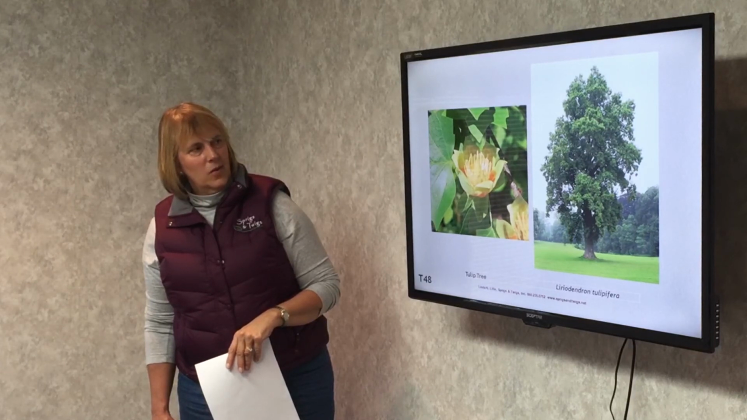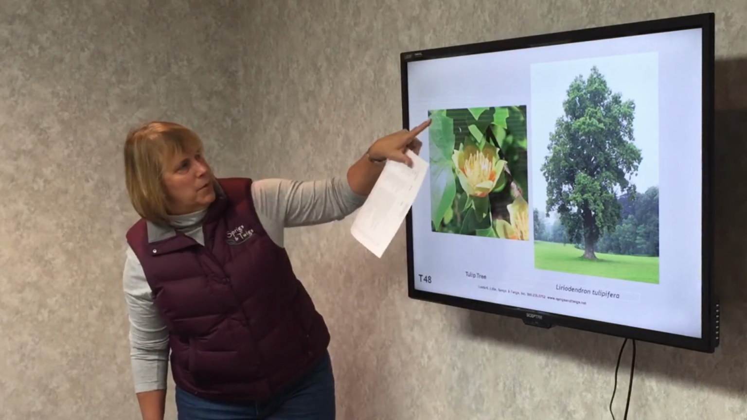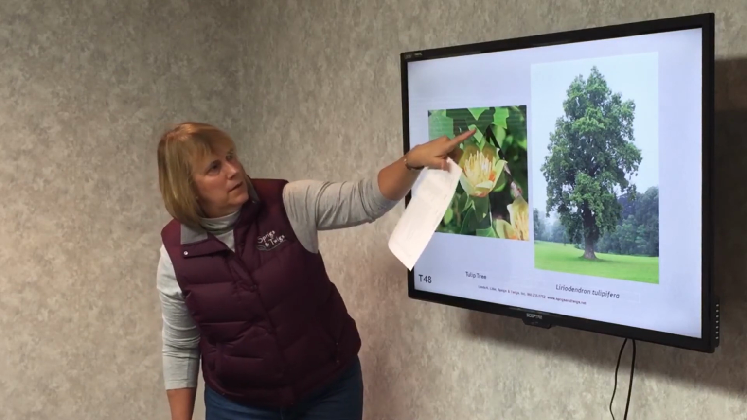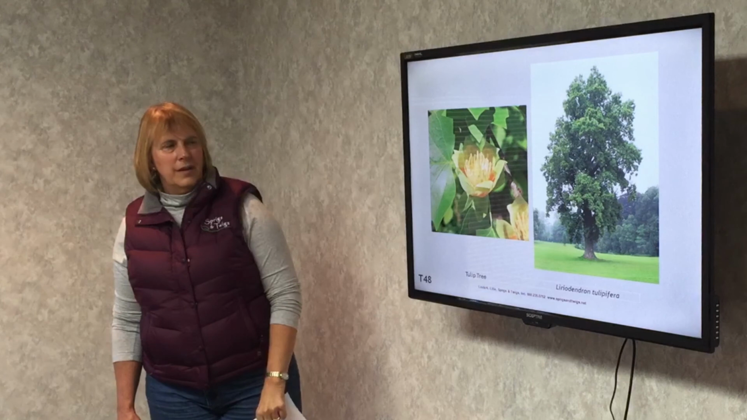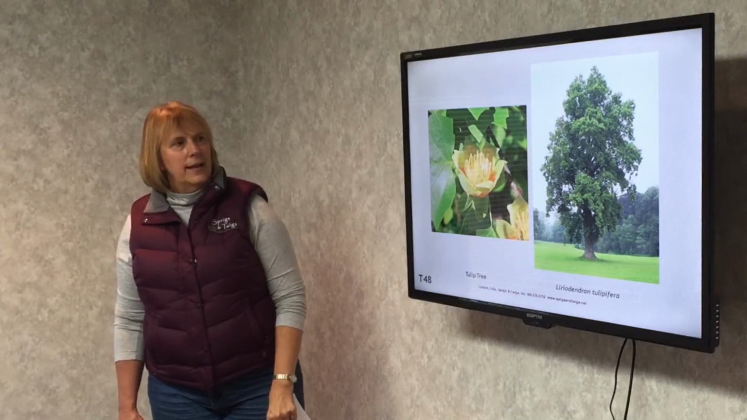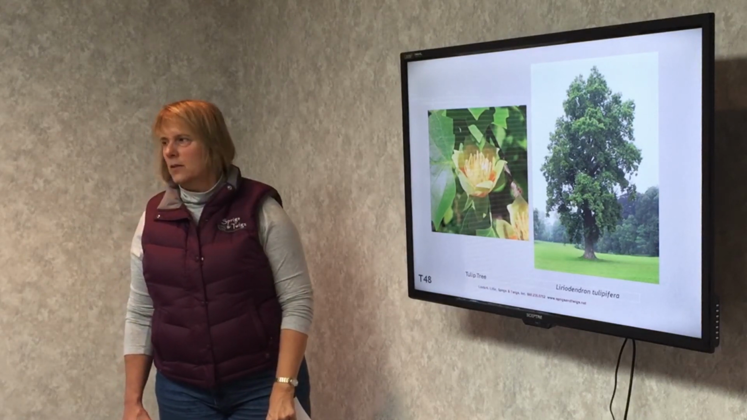And then this one has an unusual leaf. You can just kind of see part of it. Pretty leaf on it. And then the fall color for this is yellow. So you need a lot of room for this one, and it needs wet feet or moist feet.